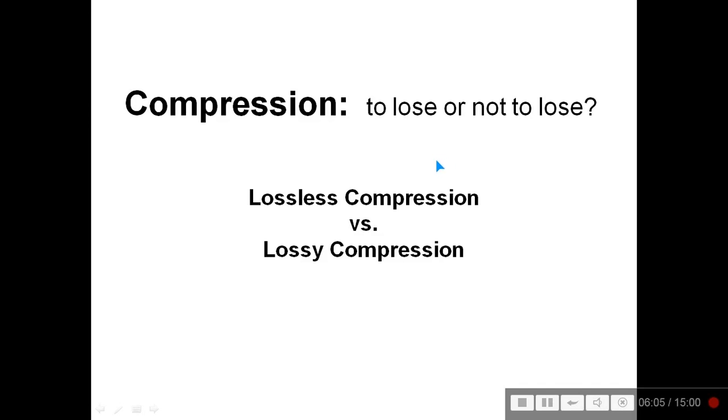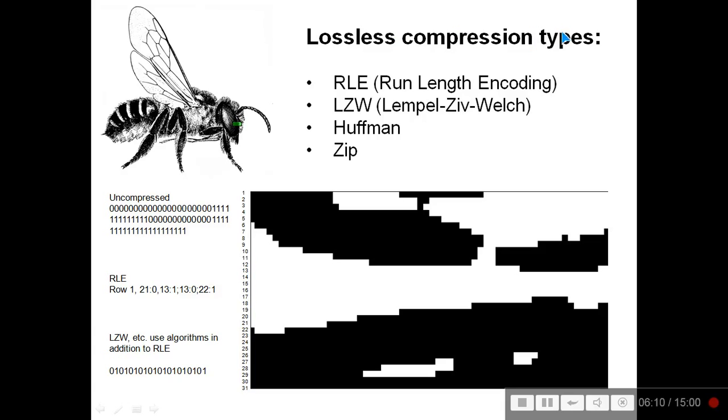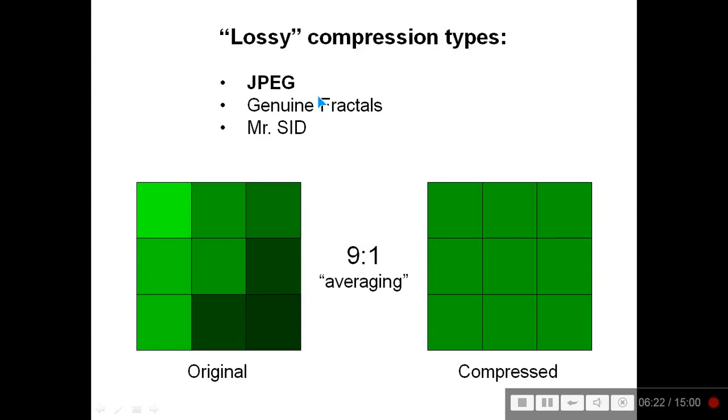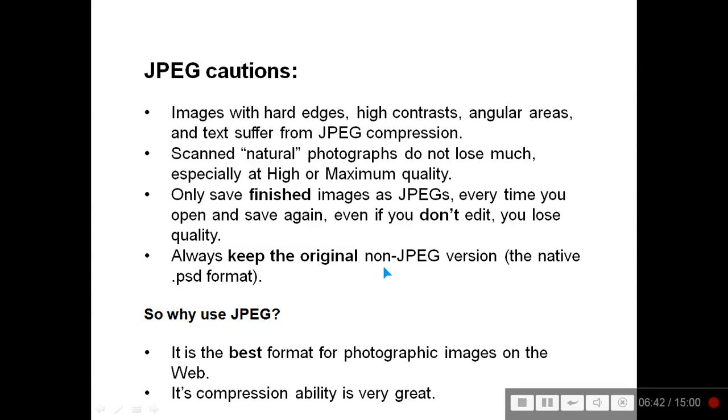So compression: to lose or not to lose, lossless compression and lossy compression. Lossless compression types include RLE, run length encoding, LZW, which I mentioned just now, Lempel-Ziv-Welch, Huffman and ZIP. Then coming to lossy compression types, we have JPEG, JPEG fractals, MrSID, but there are many. These are the tip of the iceberg actually. So the original, when you compress it, becomes like this, and you have some data loss there. Because JPEG is widely used, we need to take certain cautions.